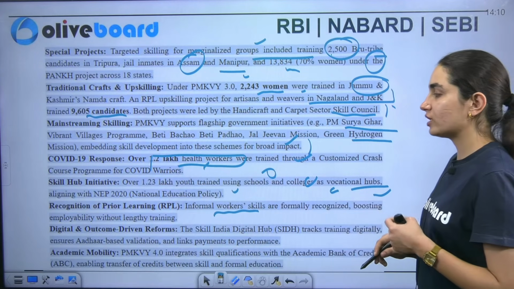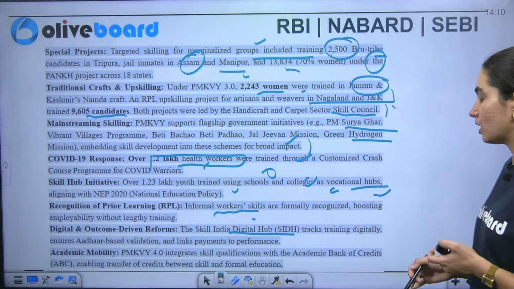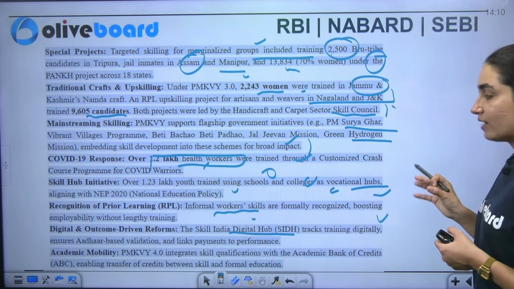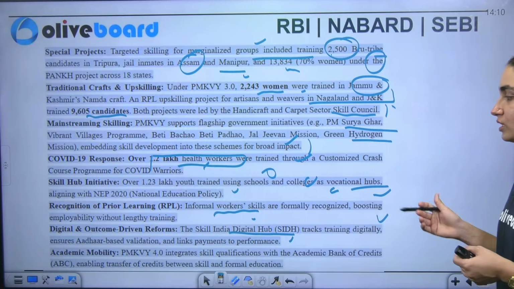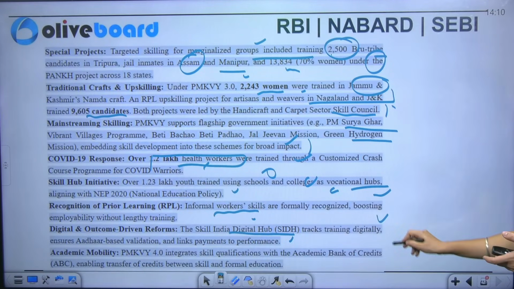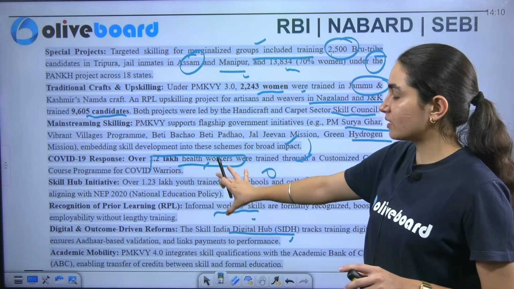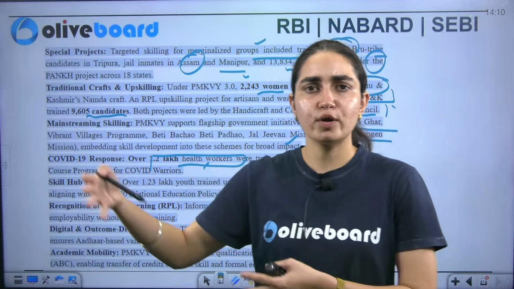Along with that, we have digital and outcome driven reforms, which includes digital skill, Skill India Digital Hub, tracks training digitally, ensures Aadhaar-based verification, validation and links payment to performance. Then we have academic mobility as well, which includes integration with the skill qualification with academic bank of credits, also ABC, enabling transfer of credits between skill and the formal education. So this is entirely about this Kaushal Vikas Yojana. This is entirely about what we have achieved, not specifically in this particular initiative, but the other parts as well. Okay, it includes 1.0, 2.0, 3.0 and the 4.0 as well.